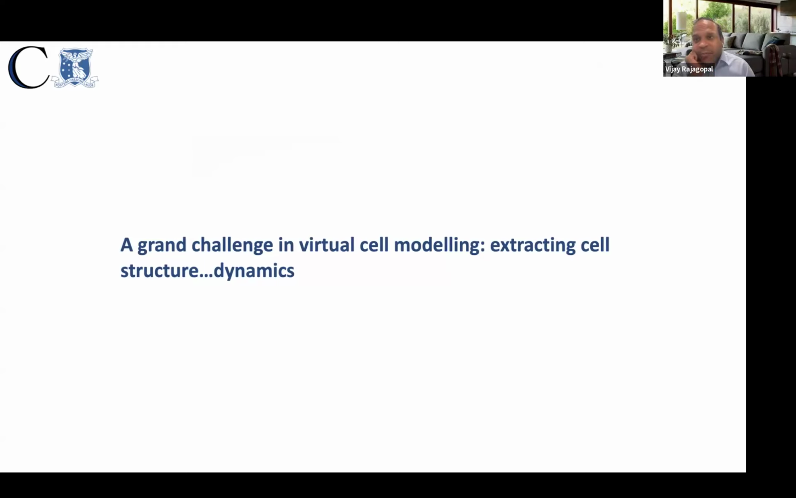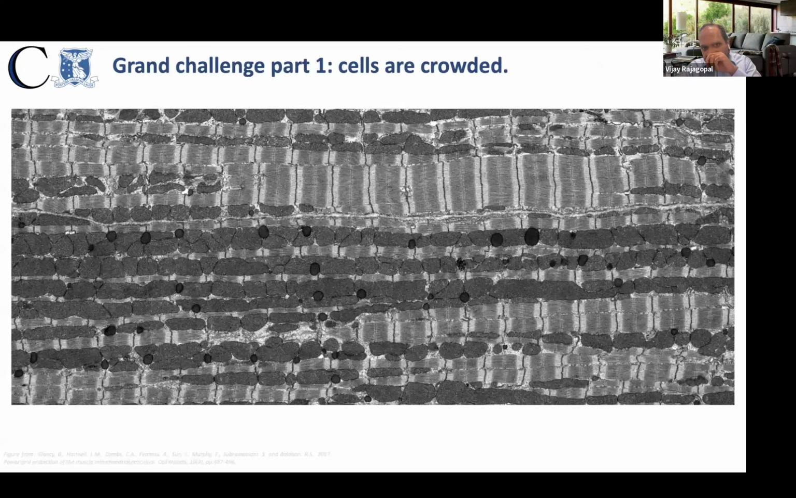I didn't realize this when I proposed this project as my early career grant, that it would actually end up becoming a grand challenge, just to create this model of a muscle cell or even any living cell. And what is the grand challenge? Well, I'm going to explain. There are quite a number of challenges, but I'm just going to bring to light three.